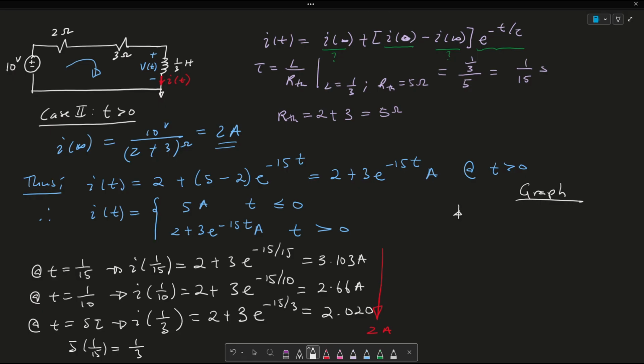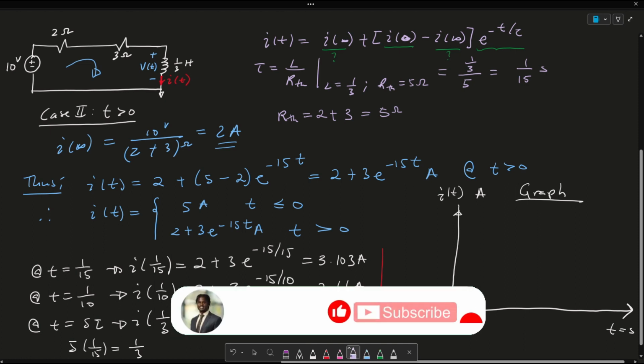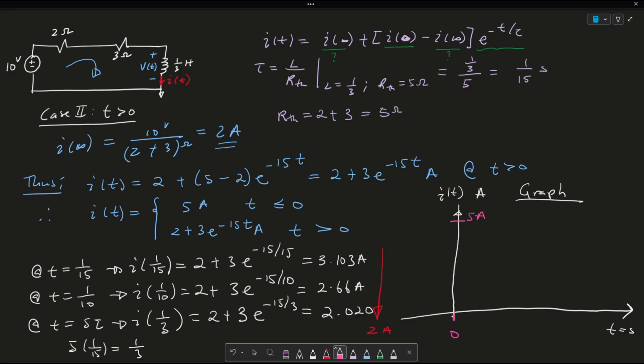So on my y-axis, we have I(t), which again is in amps, so I'm not going to keep writing amps, and t, which is in seconds. The values we care about here start with 5 amps, because at t equal to 0, we get 5 amps. If you plug it in here as well, e to the minus 0 is 1, and 2 plus 3 is 5. So I hope that makes sense why 5 amps is important.